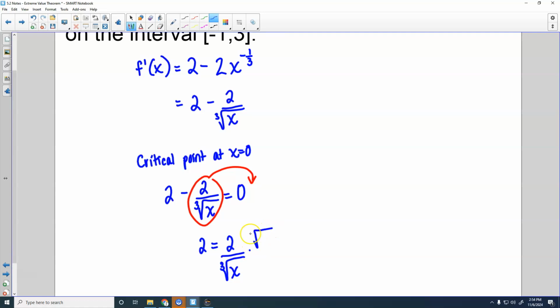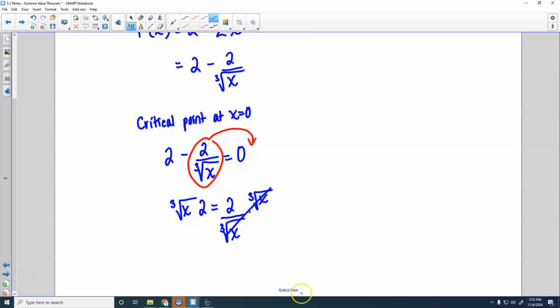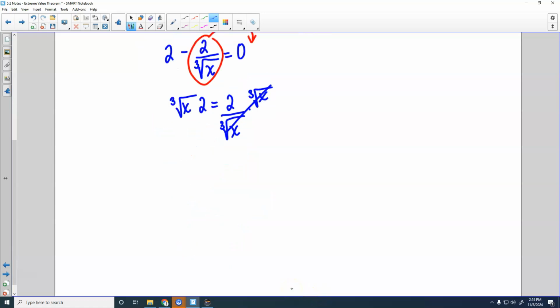Multiply by the cube root of x, because you're not going to be able to do anything with that while it's in the denominator. So that gives you 2 times the cube root of x equals 2. You will need to divide by that 2. So the cube root of x equals 1. And what's the last step I need to do? Cube both sides to get rid of that cube root, and x just ends up equaling 1.